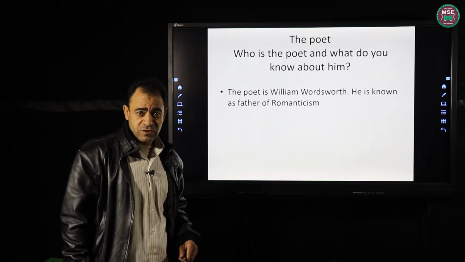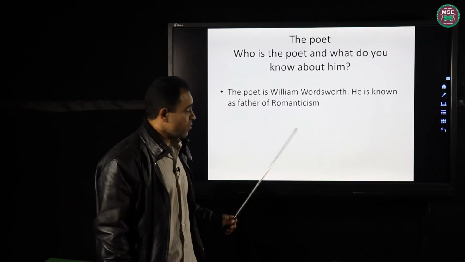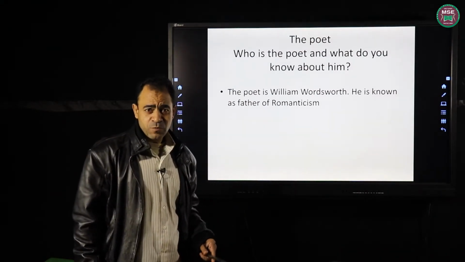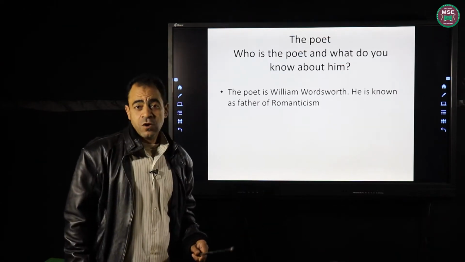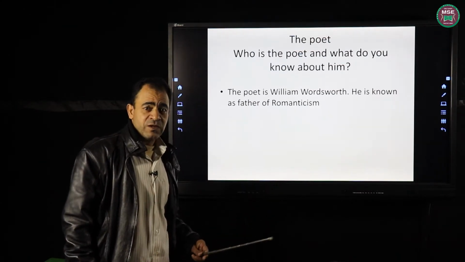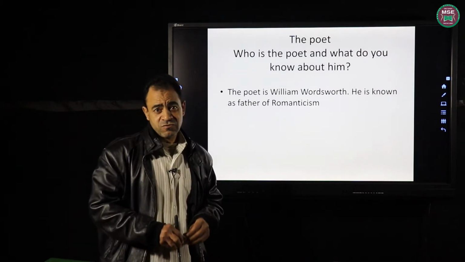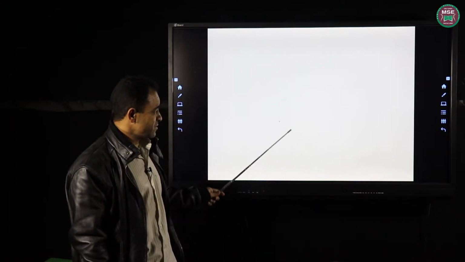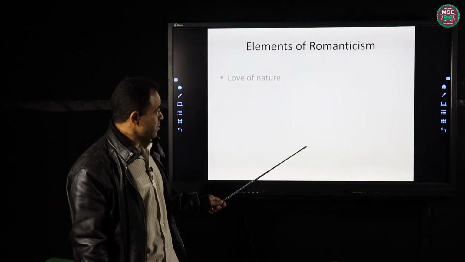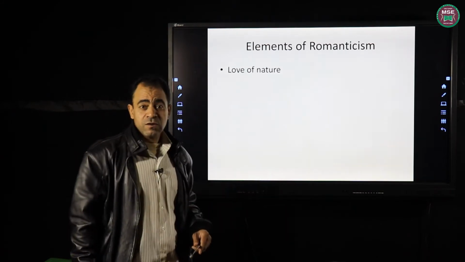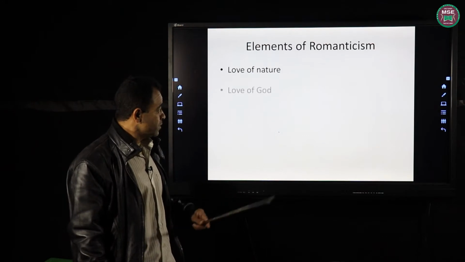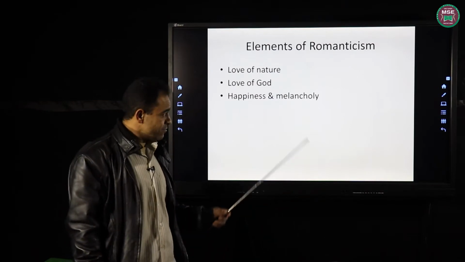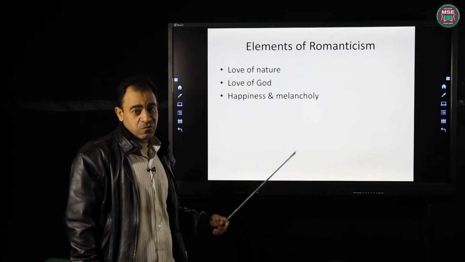The most important thing you know about him is that he was known as the father of Romanticism. What is Romanticism? Romanticism is a movement in poetry. All poets related to Romanticism use elements of Romanticism in their writing. What do we mean by elements of Romanticism? The first one, love of nature. Number two, love of God. Number three, happiness and melancholy. Melancholy means sadness, okay? Happiness or sadness.